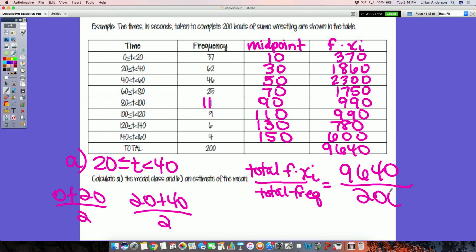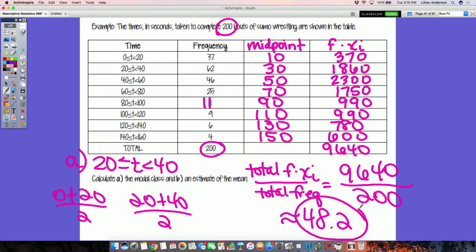200. A lot of times they'll give you your total frequency in the last row of your frequency column. They'll sometimes give it to you at the beginning. But if you don't have it given to you, you can always add up your frequencies to get the total. And so we're just going to divide 9640 by 200, and that is the average or the mean time for these 200 bouts of sumo wrestling. Just like that. So it's just another extra step to find the mean by doing the midpoints and multiplying them by your frequencies.